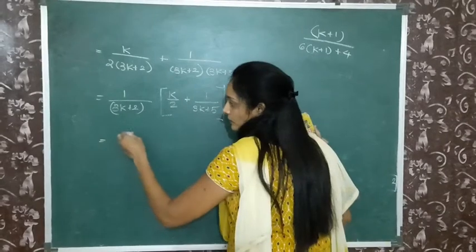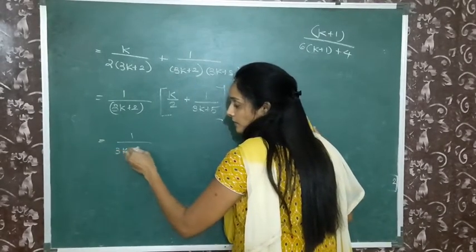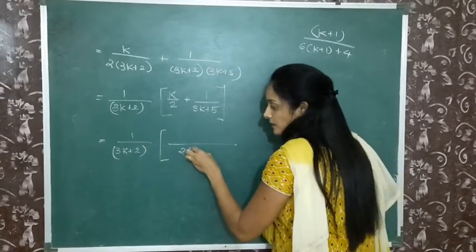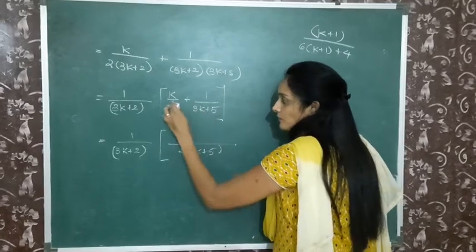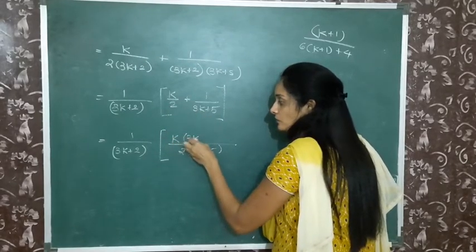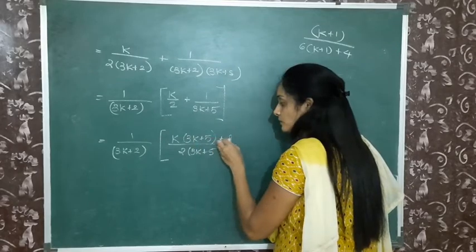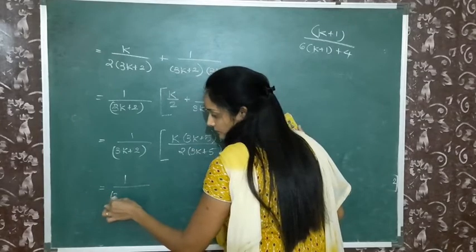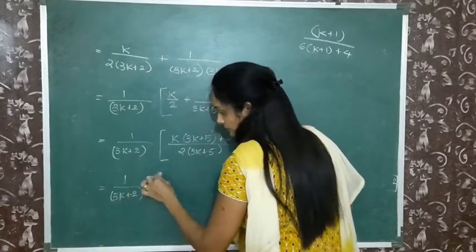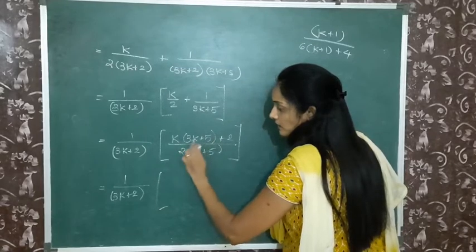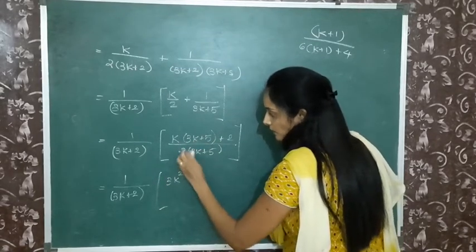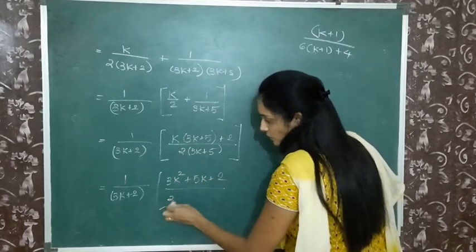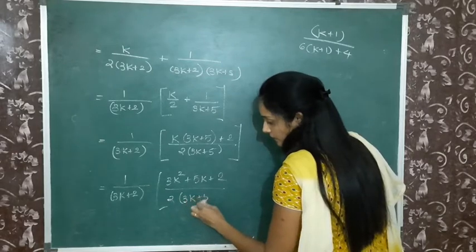Now 1 upon 3k plus 2. We take LCM 2 in the bracket 3k plus 5. So k into 3k plus 5 plus 2. Okay. Now k is multiplied with this bracket, so 3k square plus 5k plus 2 upon 2 in the bracket 3k plus 5.